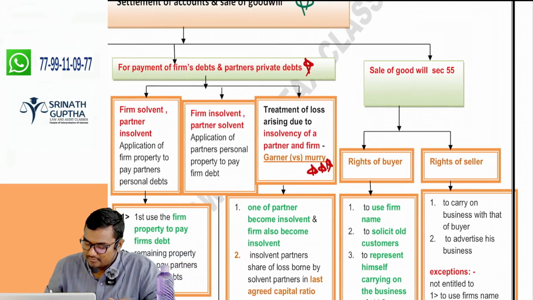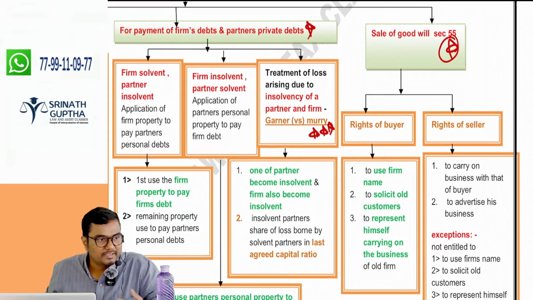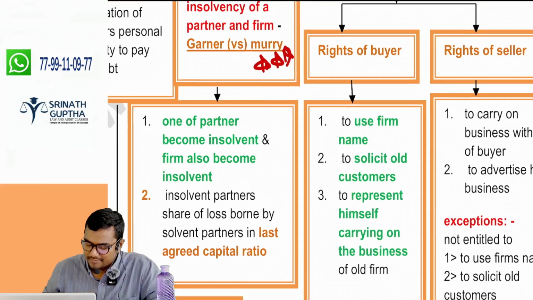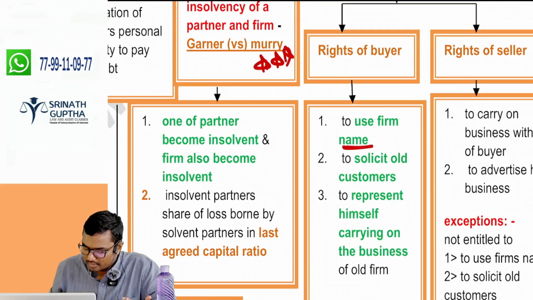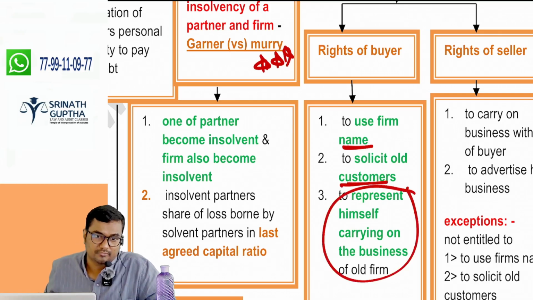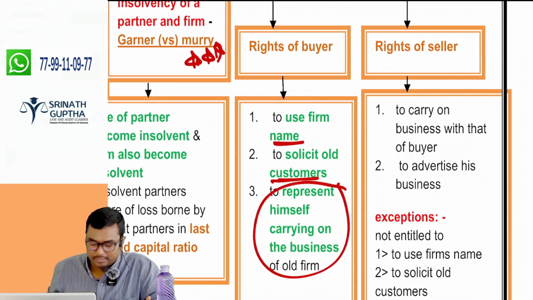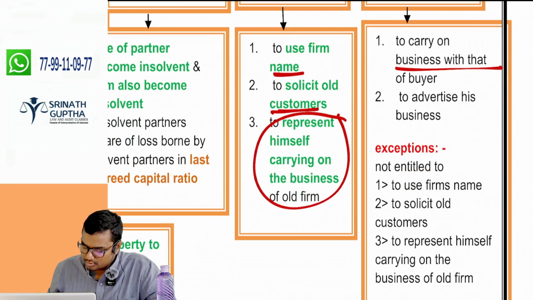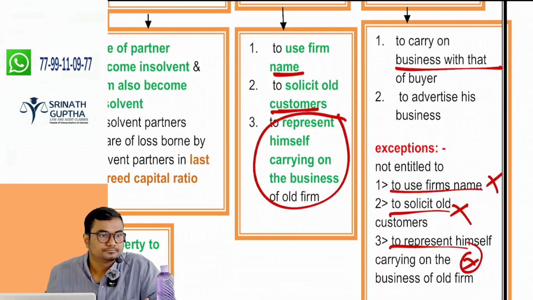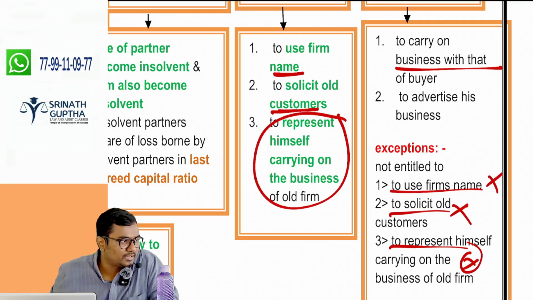Next one, sale of goodwill, 1 star. We can sell the goodwill like any other asset. Goodwill is also one of the assets of the partnership firm. If I am buying the goodwill from Polarity Sweets, what can I do? I can use the firm name. I can solicit the customers of the firm. I can represent myself as carrying on the business of the firm. Being a seller, Polarity can do competing business. He can carry on the business of the seller, but he should not use the firm name. Don't solicit the customers of the firm. Don't represent as the owner of the firm. Being a seller, he is no more the owner of the brand name.